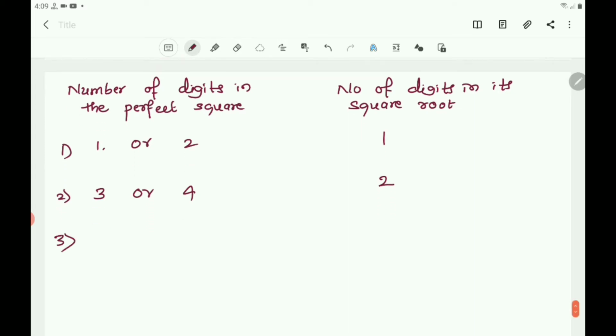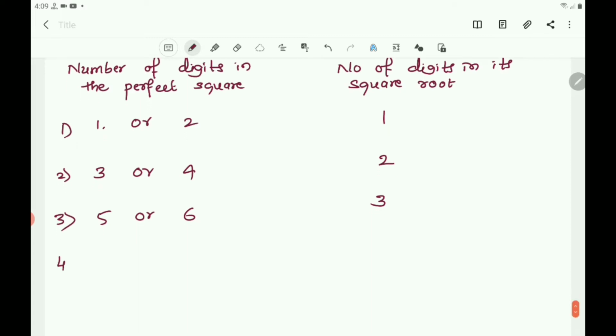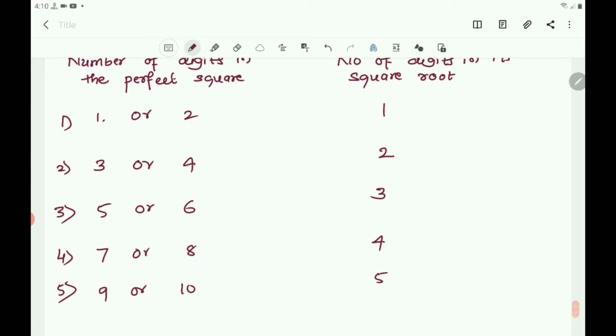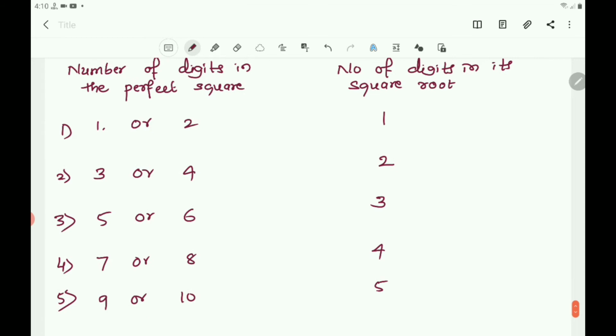And if the square number has 5 or 6 digits, its square root has 3 digits. If the square number has 7 or 8 digits, then its square root has 4 digits. You can continue this. If the square number has 9 or 10 digits, its square root has 5 digits. And you can generalize here.